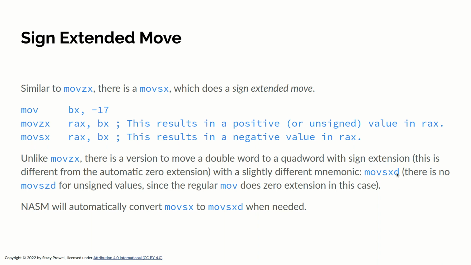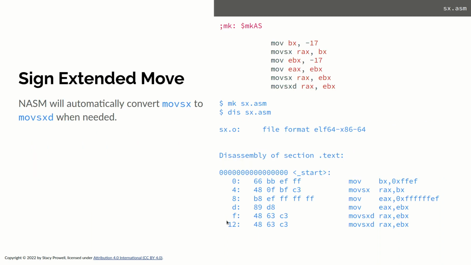Okay, well then it would be great if there were a MOVZXD that looked just like that, and there's not one. That's really annoying. But the good thing is, in this case, NASM will help you. If you do accidentally write MOVSX with RAX and EBX, it'll go ahead and fix it for you. It'll convert that over to MOVSXD. NASM will do that. Not all assemblers will do that, but NASM will.